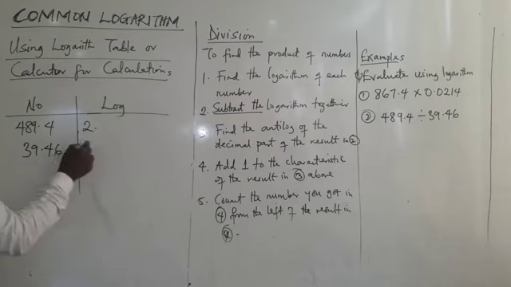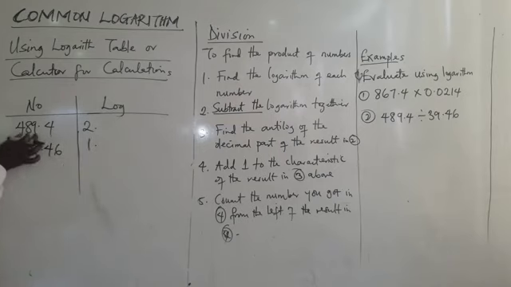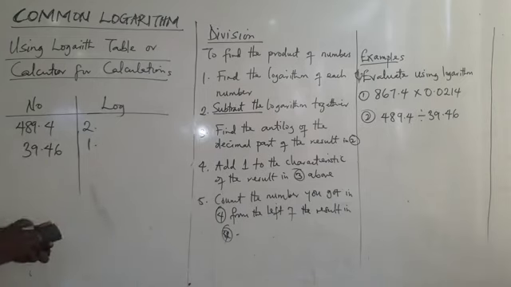So 39 will be 1 point. 3 digits minus 1, 2. 2 digits minus 1, 1. Simple. So here we can as well use our calculator straight since we have confirmed that. So what I'm going to do, I'll just punch my calculator.